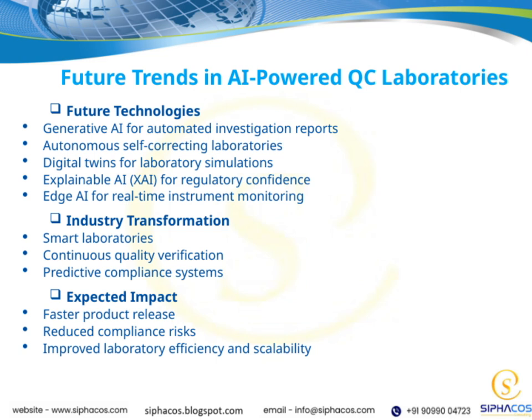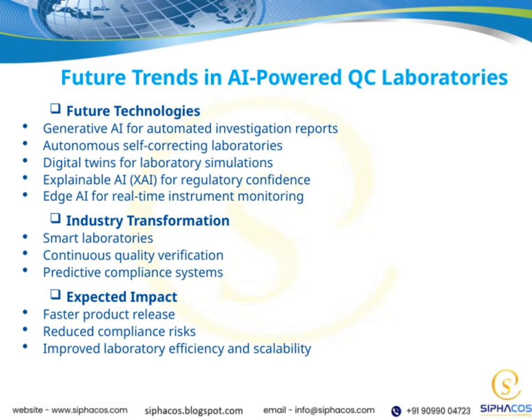Explainable AI, or XAI, will be crucial for building regulatory confidence because it helps us understand how AI makes decisions, ensuring transparency and compliance. Additionally, Edge AI will enable real-time monitoring of instruments, providing immediate insights and reducing downtime. Now, shifting to industry transformation, these technological advances will lead to smarter laboratories that are more integrated and efficient. We'll see continuous quality verification, where quality checks happen seamlessly throughout the process, not just at the end. Predictive compliance systems will anticipate regulatory issues before they happen, reducing risks and ensuring smoother approvals.